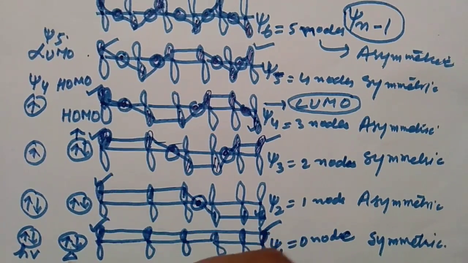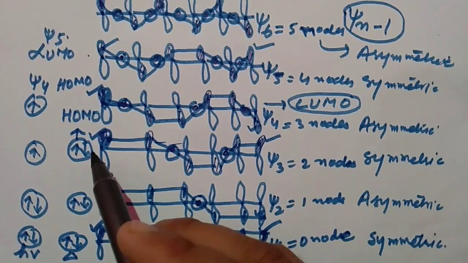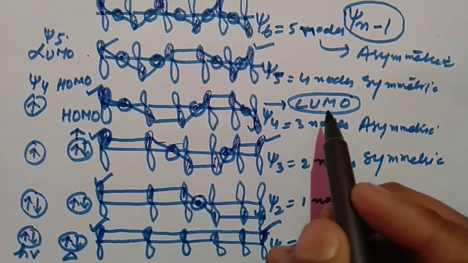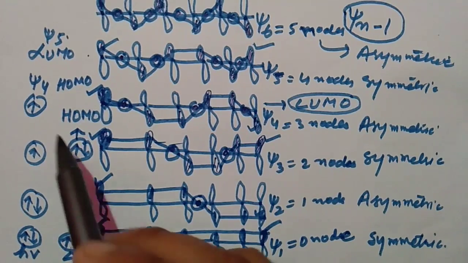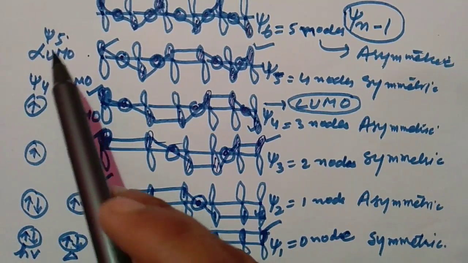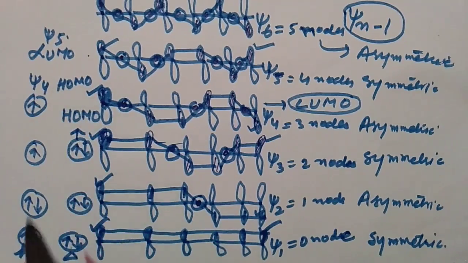We can say that for thermal conditions psi 3 is HOMO and psi 4 is LUMO, and in case of photochemical reactions psi 4 is HOMO and psi 5 is LUMO. So this is all about HOMO and LUMO. I hope you understand.